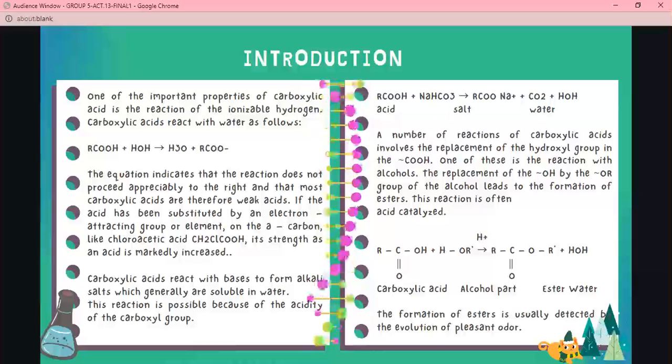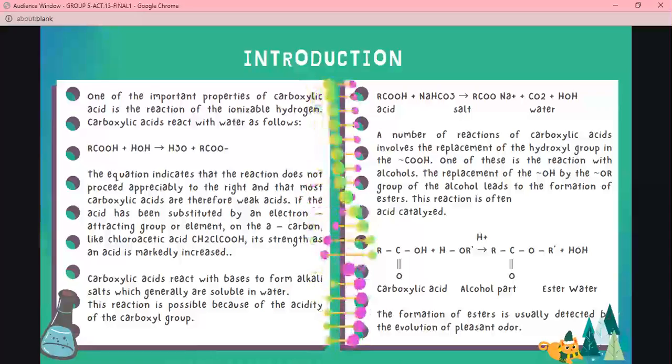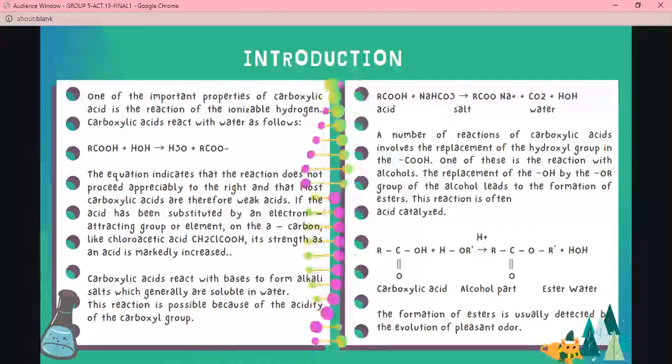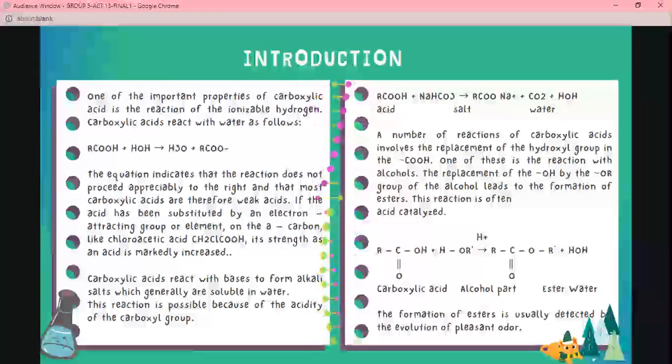The equation indicates that the reaction does not proceed appreciably to the right and that most carboxylic acids are therefore weak acids. If the acid has been substituted by an electron attracting group or element on the alpha carbon, like chloroacetic acid, CH2Cl COOH, its strength as an acid is markedly increased. Carboxylic acids react with bases to form alkali salts, which generally are soluble in water. This reaction is possible because of the acidity of the carboxyl group. The equation is as follows.